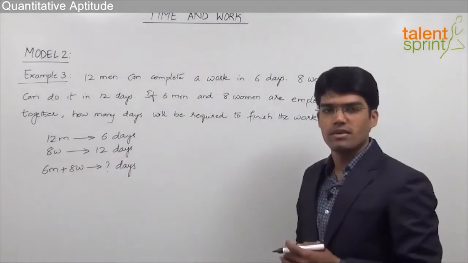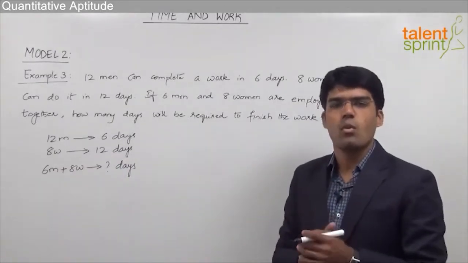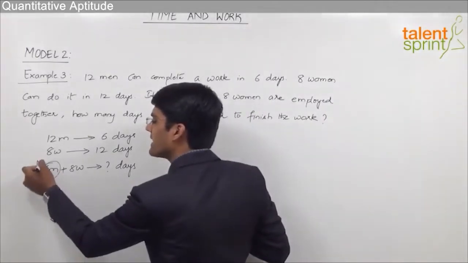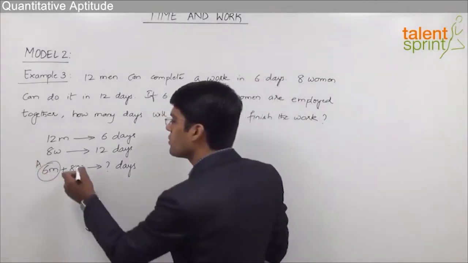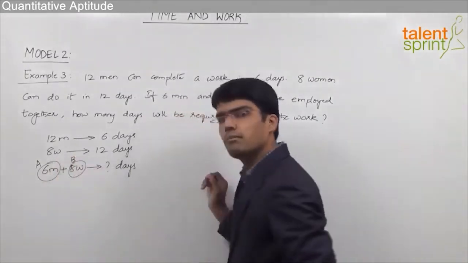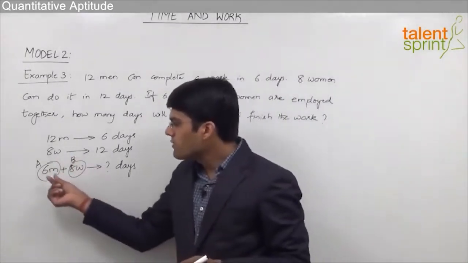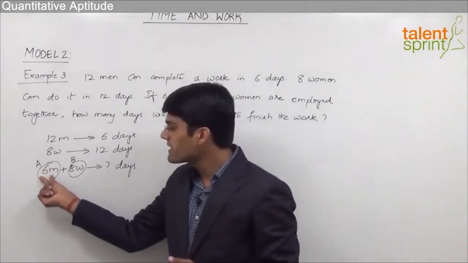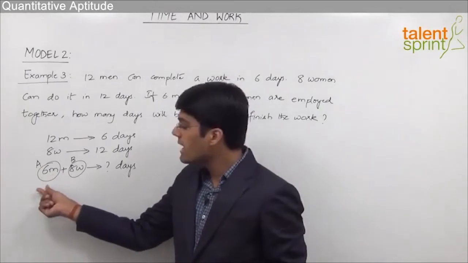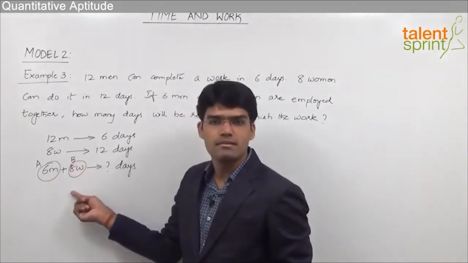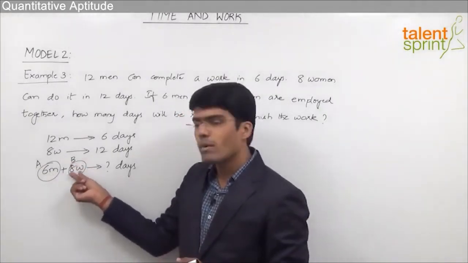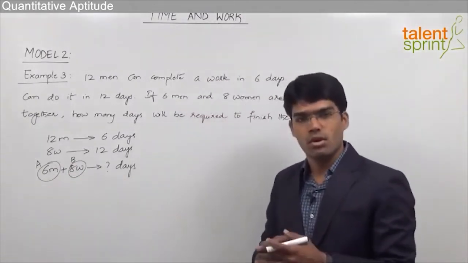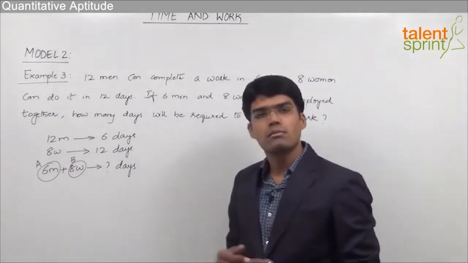To solve this type of question, we can again go by the concept of one day's work. Here, let us assume that the group of 6 men is nothing but one person A, and this group of 8 women is one person B. Now, if we are able to find out the number of days required by the person A, or nothing but the number of days required by 6 men to do this work, and the number of days required by the person B, that is nothing but the number of days required by 8 women to do the work, then we can apply the one day's concept or the unitary method to find out the total number of days.